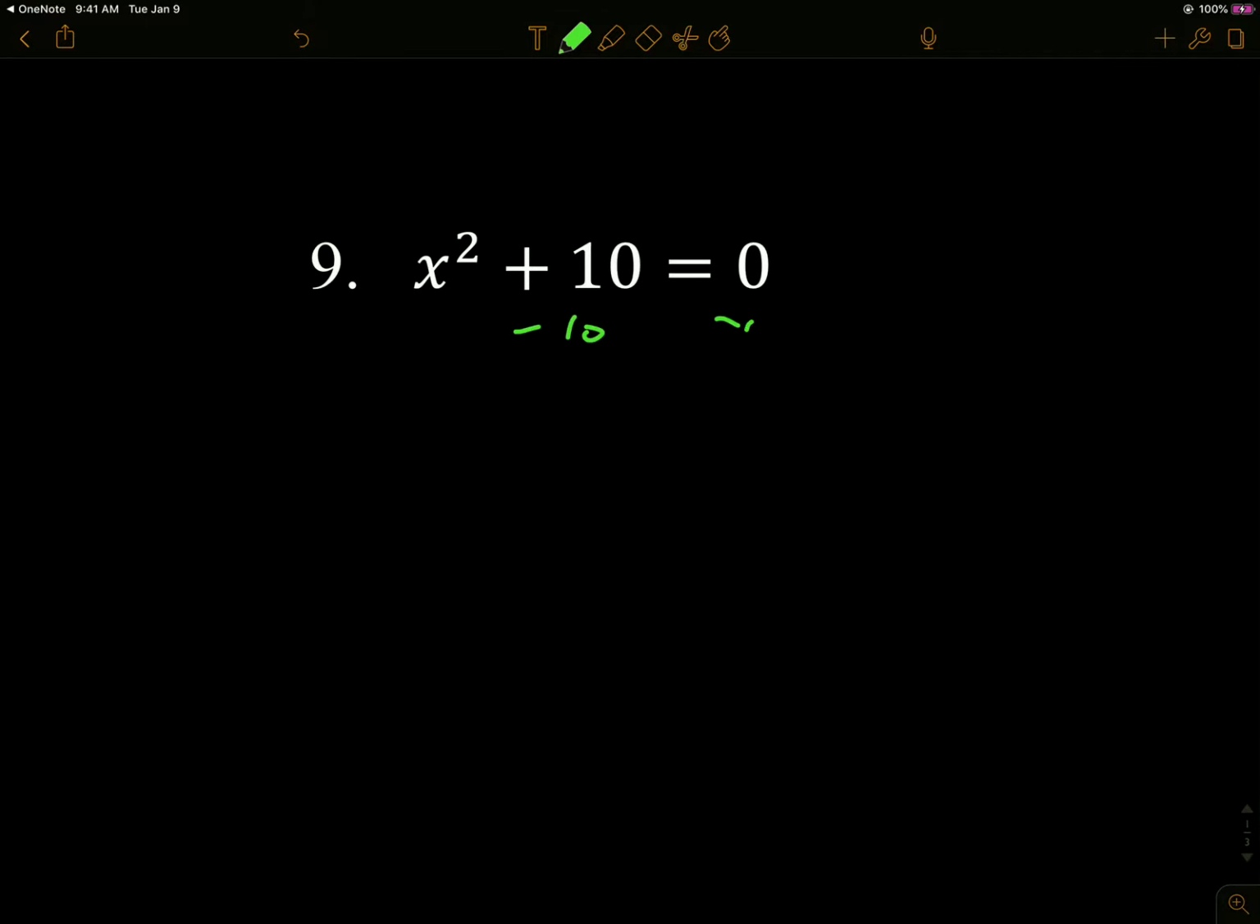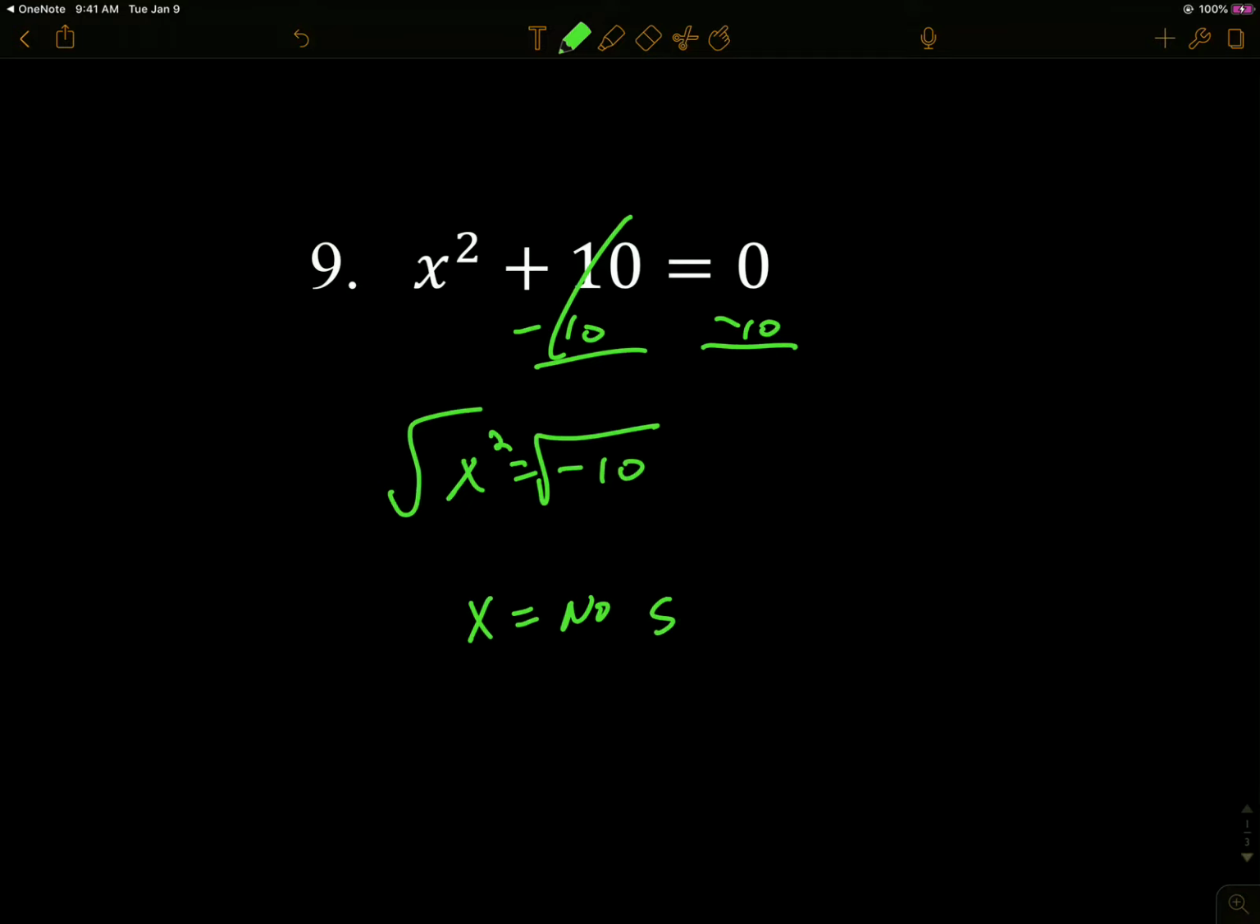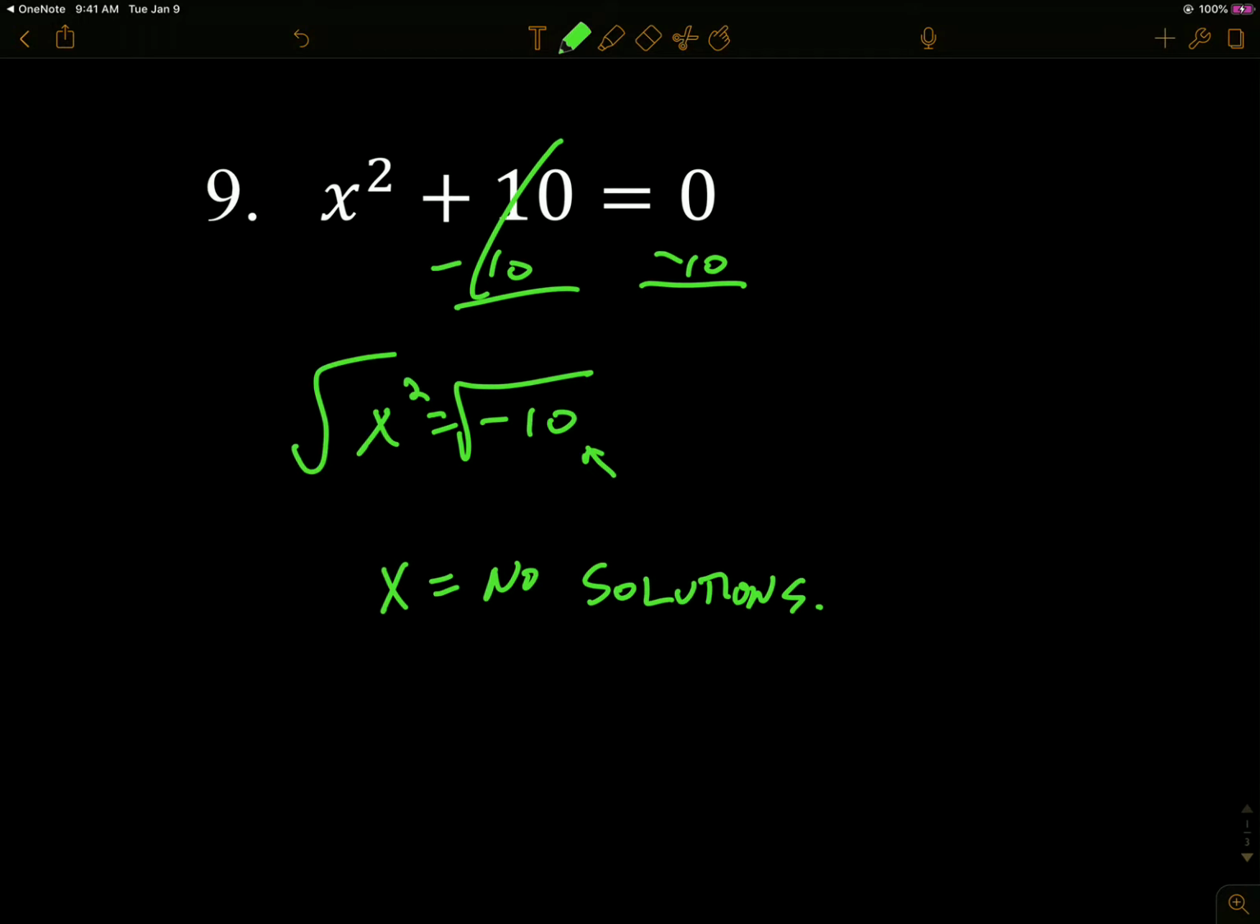Here I'm going to subtract 10 off both sides. We get x squared equals negative 10. I square root both sides. We get x equals no solutions. There is no number times itself that gives me a negative number. Right? Whatever you want to say here, it's not going to work out, because if I say a negative number, it's going to be a negative times a negative, which is a positive.